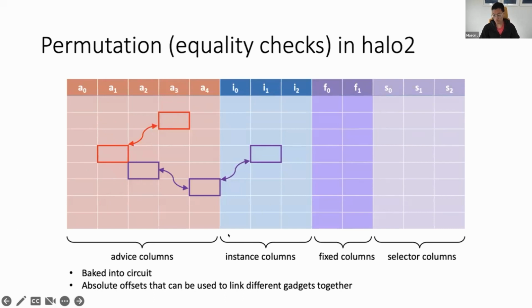Generally what this is used for in Halo 2 is that you write gadgets that prove smaller facts about field elements, right? So you might prove that A1 plus A2 is equal to A3 here. And then you might want to link this A3 value with the input of some other gadget somewhere else in your table. To do that, you could use a permutation check.